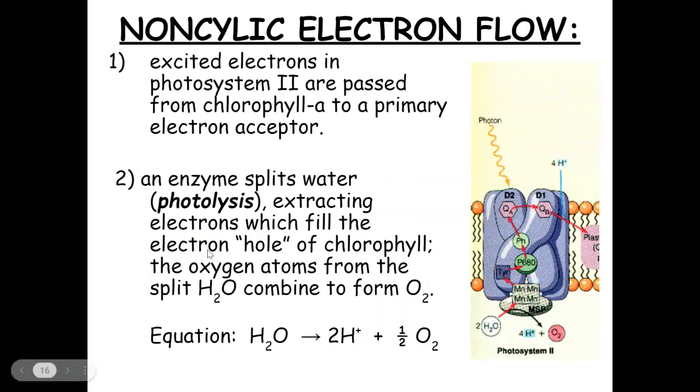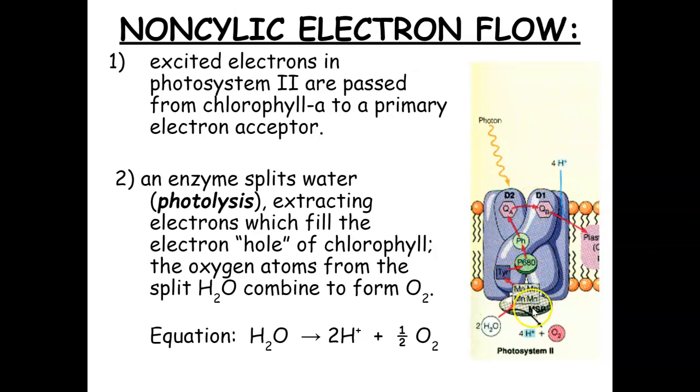In non-cyclic electron flow, water splits. This is called photolysis, and it gives its electrons to chlorophyll A in the reaction center. This is where oxygen is given off as a waste product. So again, water splits, gives its electrons to chlorophyll A. These electrons then become excited from the sun's energy and get passed up to the primary electron acceptor. Once received by the primary electron acceptor, it's now ready to go down an electron transport chain because it has enough energy to do so.